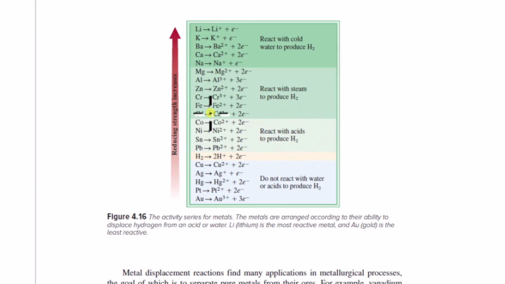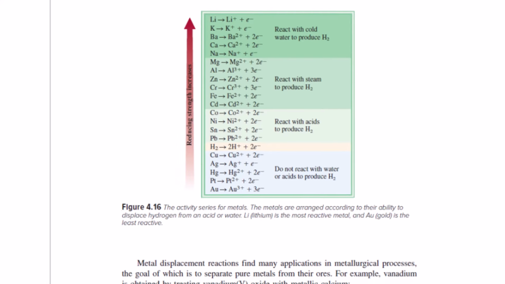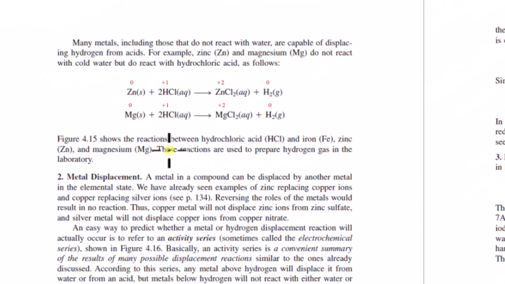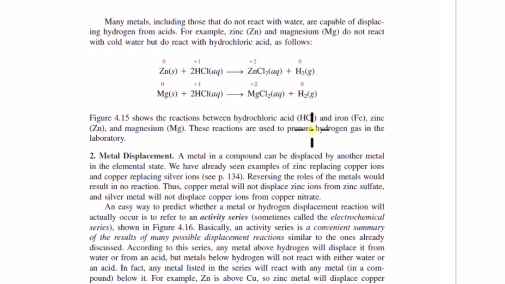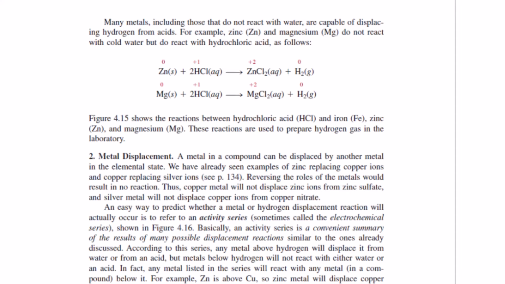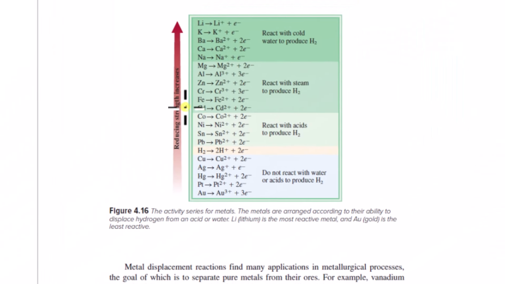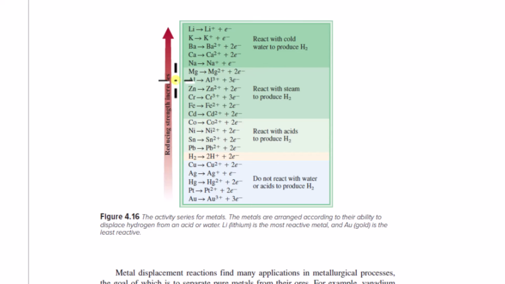Alkali metals can absolutely displace hydrogen from acids. It's actually going to be a relatively more intense reaction, okay? So it says figure 4.15 shows the reactions between hydrochloric acid and iron, zinc, and magnesium. These reactions are used to prepare hydrogen gas in the laboratory. Okay, so in the activity series here, they're referring to iron, zinc, and magnesium.